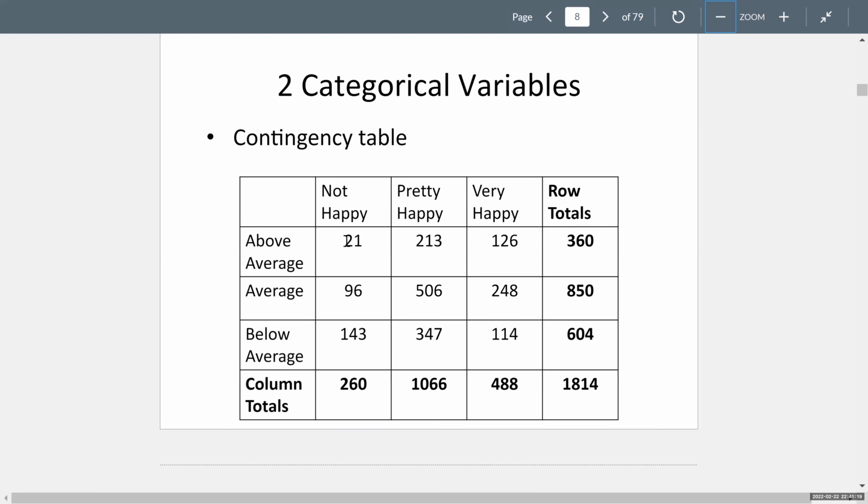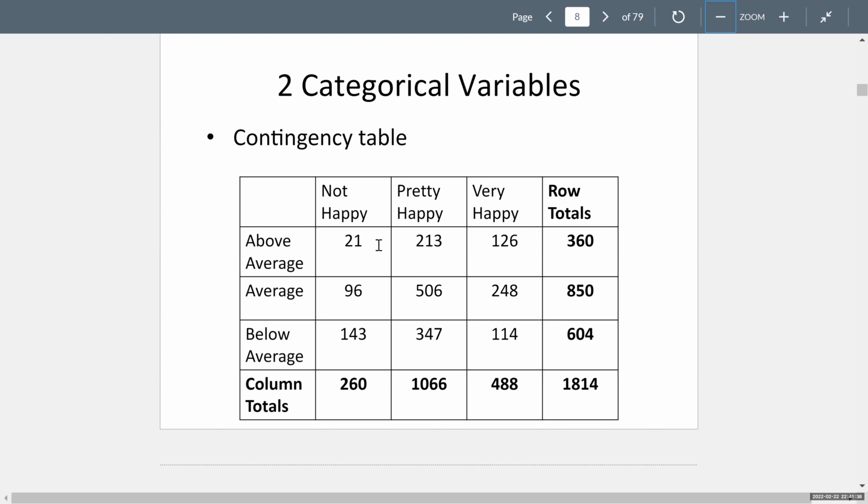We're going to put it into these categories. We're going to ask them how happy they are. We tally up how many people responded in each of these two-way categories. Right. So notice that we have the fewest total people in our above average categories.